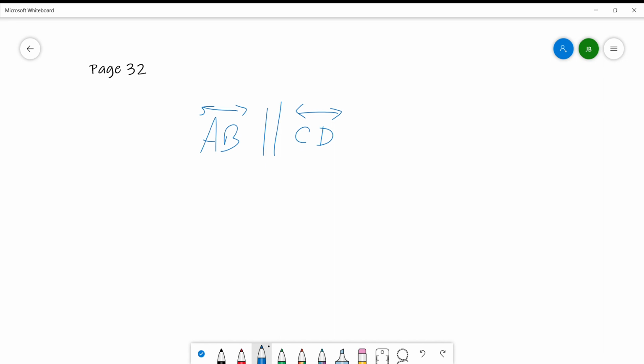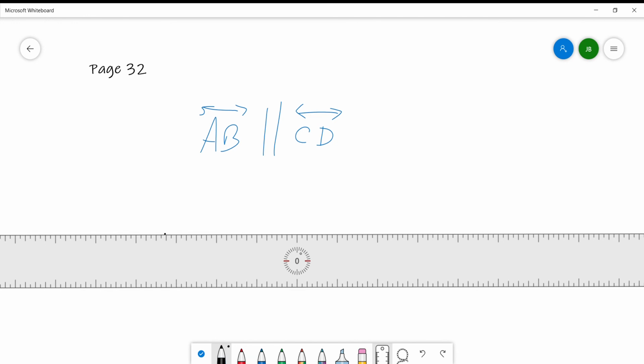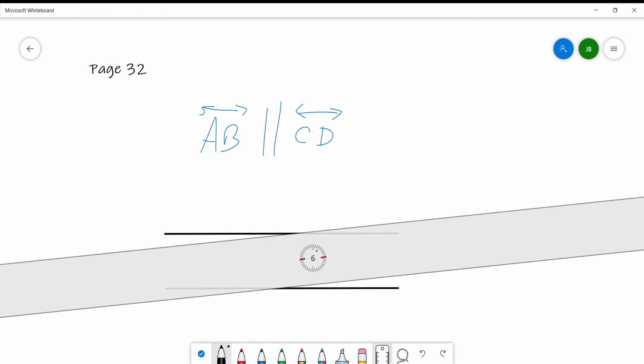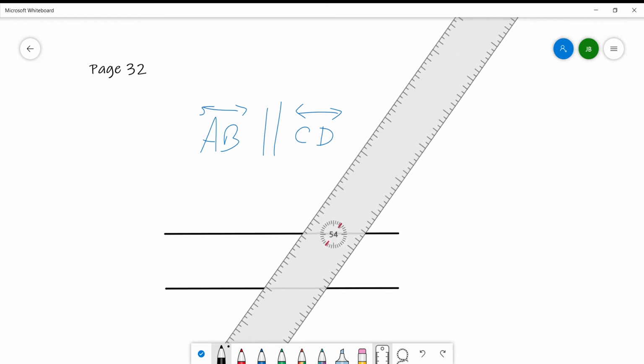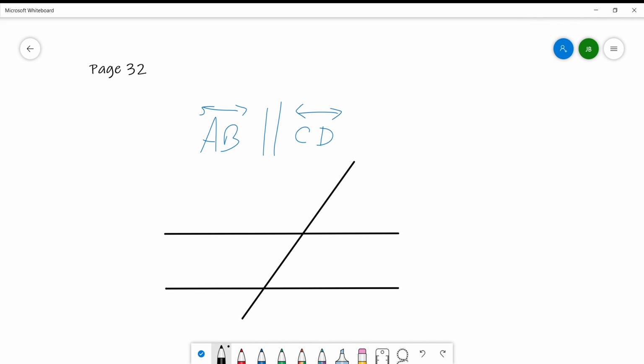All right, so they take two lines, and for the sake of simplicity, I'm going to keep my ruler where it is, and they intersect it with a transversal. A transversal is a line that cuts across two or more, usually parallel lines. Usually that's the point of the transversal, is that they're parallel.